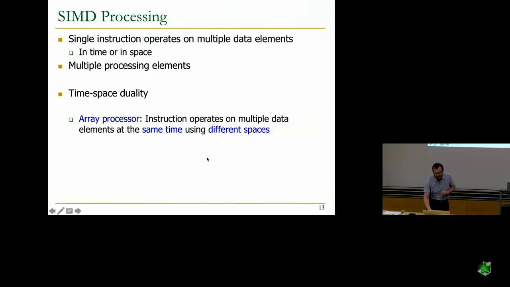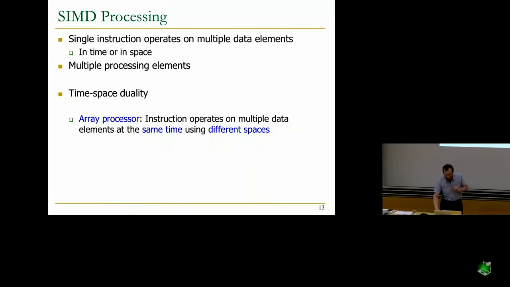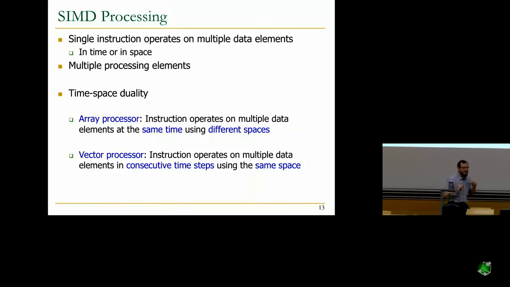In an array processor, an instruction operates on multiple data elements at the same time using different spaces. Different spaces meaning different functional units. So if you do an add, you have four different add functional units, and an add operates on four different pairs of data elements at the same time. A vector processor, on the other hand, is a time dual of this array processor. In this case, the instruction operates on multiple data elements in consecutive time steps, using the same space, the same functional unit. So this is a purist distinction. In one extreme, there's the array processor. In the other extreme, there's the vector processor. But modern GPUs are actually a combination of these. But we will see these as separate for now.